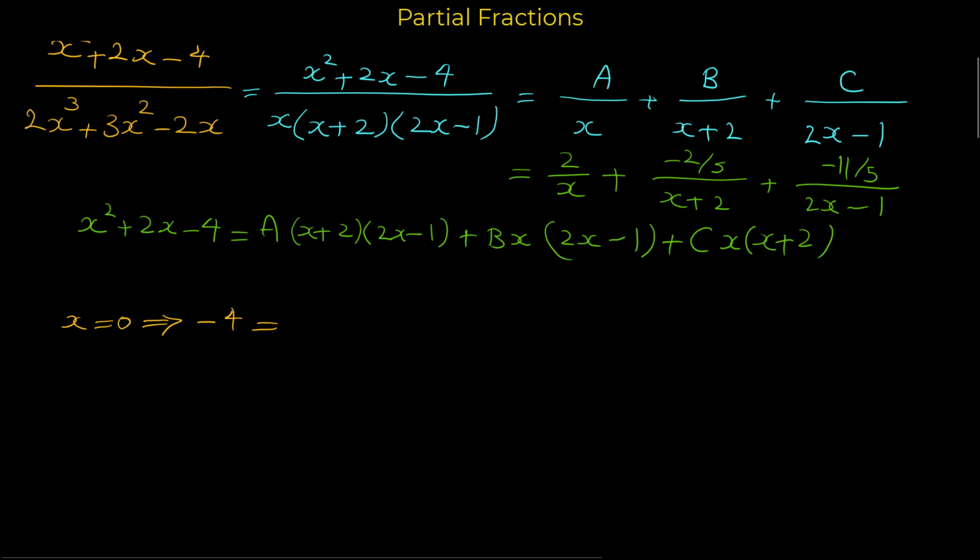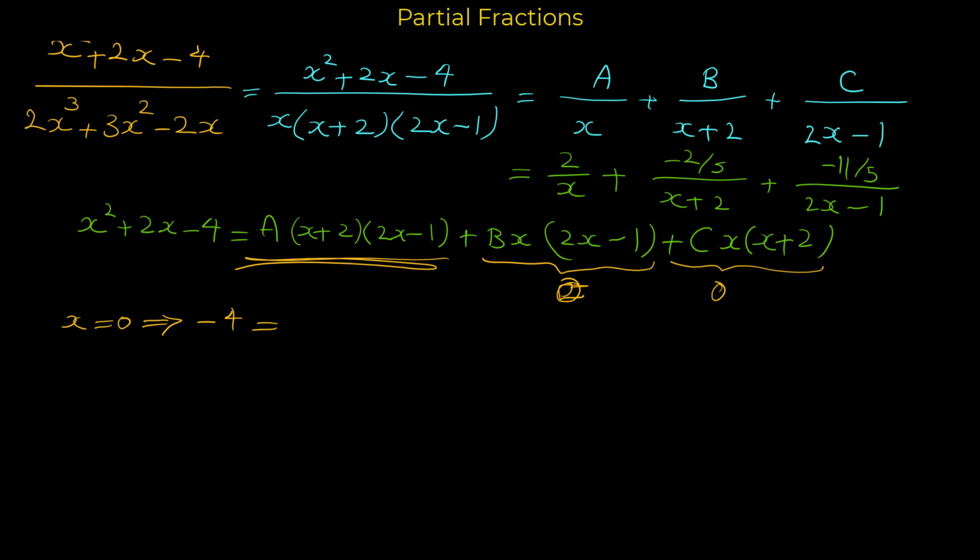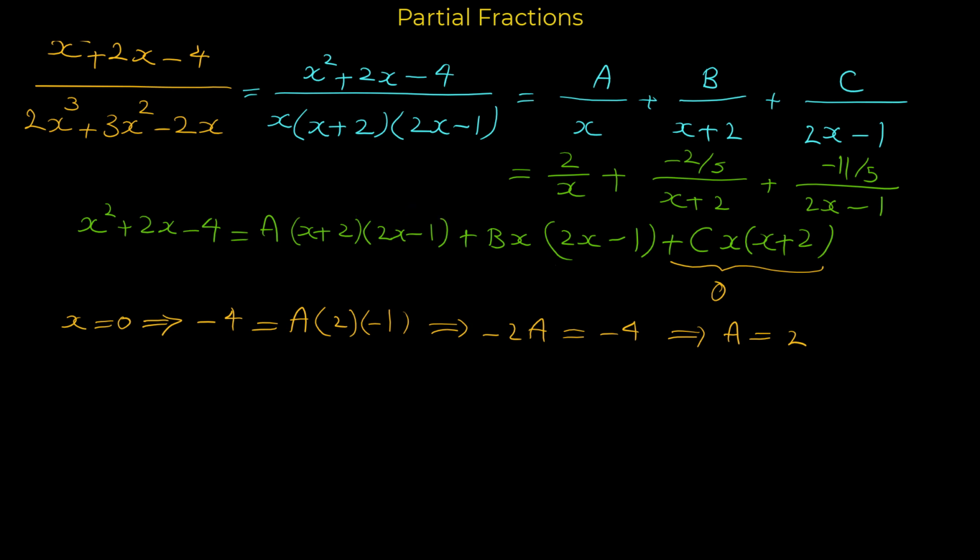So again, we plug in 0 for x, this expression would be 0, this expression also would be 0, so we only have this term. When we plug in 0 here in this bracket, 0 plus 2 is 2, 0 minus 1, 2 times 0 is 0, 0 minus 1 is negative 1. So we have a times 2 times negative 1. So we have negative 2a equals negative 4. And from here, a is 2. So simply we can find the value of a without writing any system of equation.